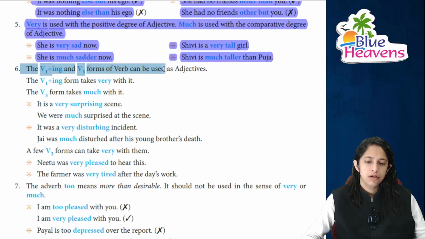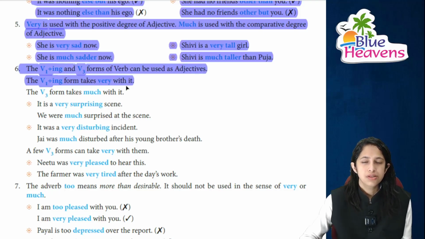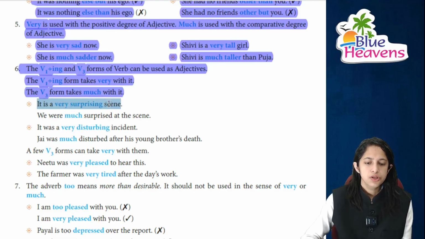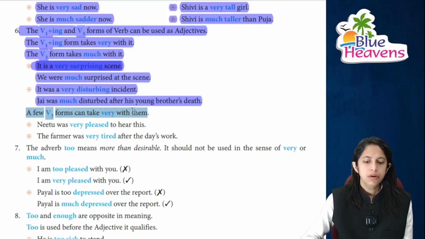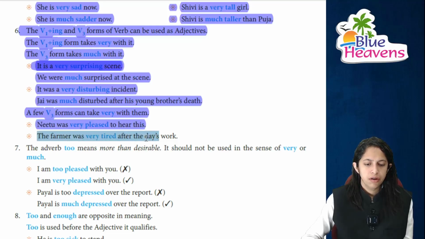Next, the -ing form or third form of the verb can be used with adjectives. The -ing form of a verb takes "very", and the third form of the verb takes "much" with it. "It's a very surprising scene." "We were much surprised at the scene." "It was a very disturbing accident," or you can say incident. "Jay was very much disturbed after his younger brother's death." A few third forms of verbs can take "very" with them, right. "Neetu was very pleased to hear this" and "The farmer was very tired after the day's work."